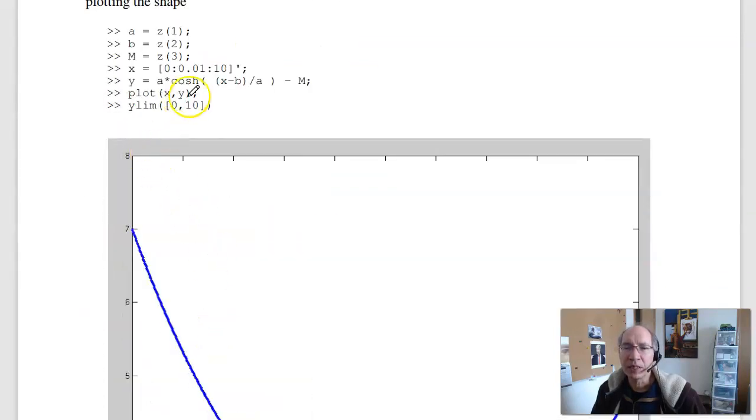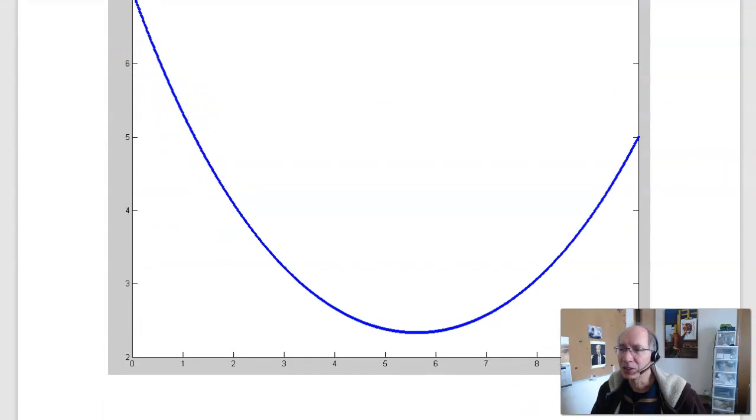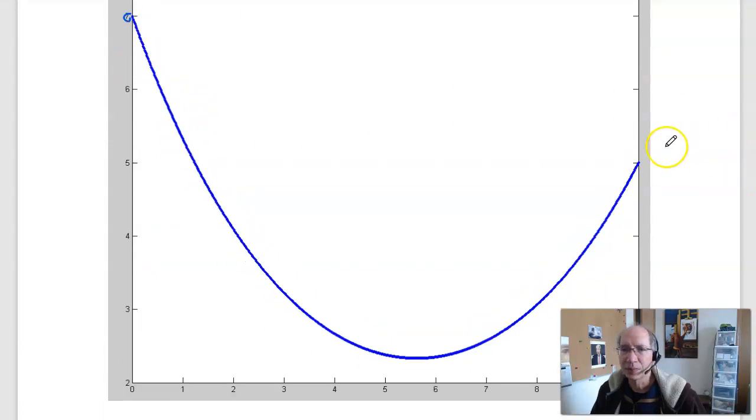That tells me here's the shape of the chain. So given A, B, and M, here's the shape. And if I plot it, it goes from 7 at 0, this will slide up, to 5 at 10, and the length is 13. Shape of a hanging chain.